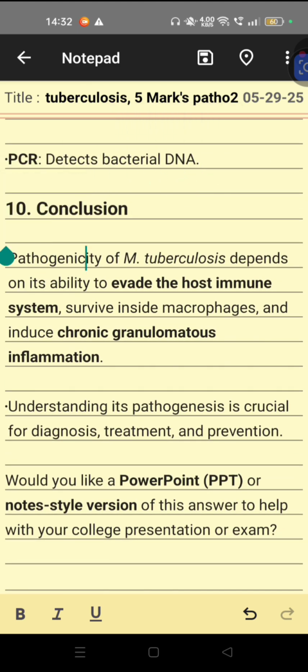Conclusion. Pathogenicity of tuberculosis depends on the ability to avoid the host immune system, survive inside macrophages, and induce chronic granulomatous inflammation. Understanding its pathogenesis is crucial for diagnosis, treatment and prevention.